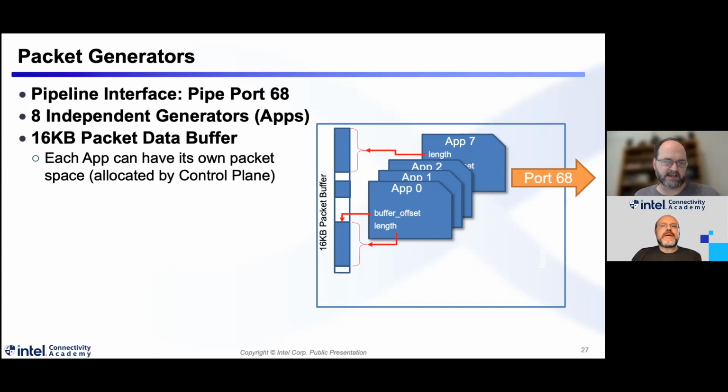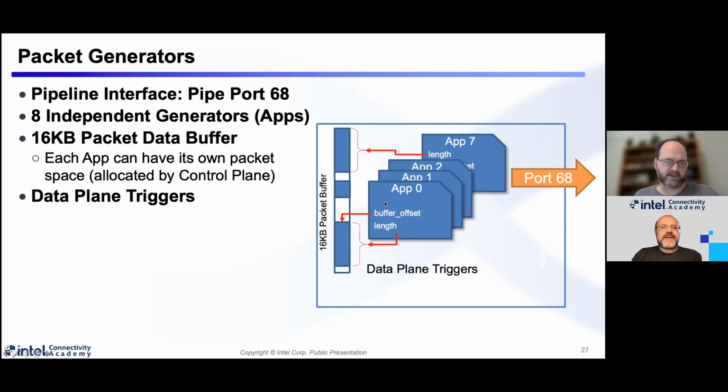Each one of these packet generator hardware blocks has a 16 kilobyte packet buffer. For each of the applications, we specify its own starting offset within that 16 kilobyte packet buffer and a length. Then that buffer will be read and that data appended after the header. And then there are also triggers, of course, that you mentioned, right?